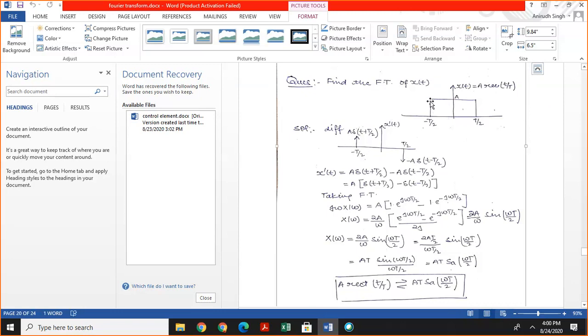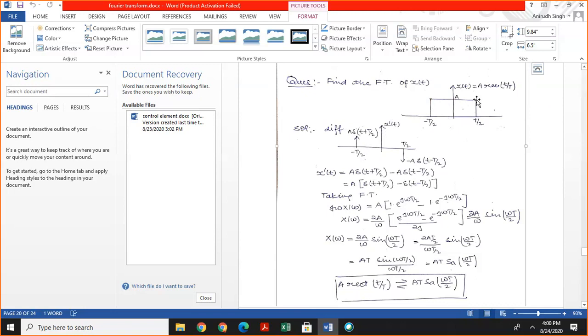And we know that if we differentiate any step function, we get an impulse function. So this impulse function is given. A is the weight of this impulse function, and this impulse function is situated at minus T by 2. So we can write A delta(t + T/2).